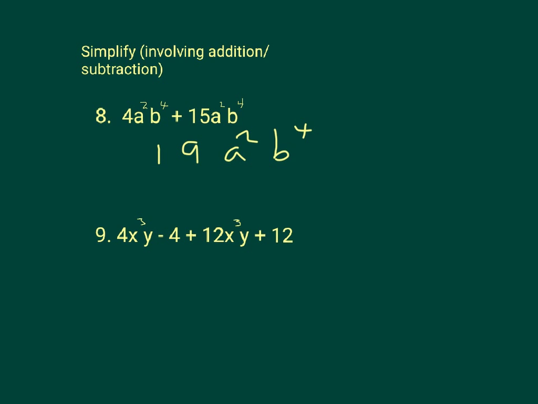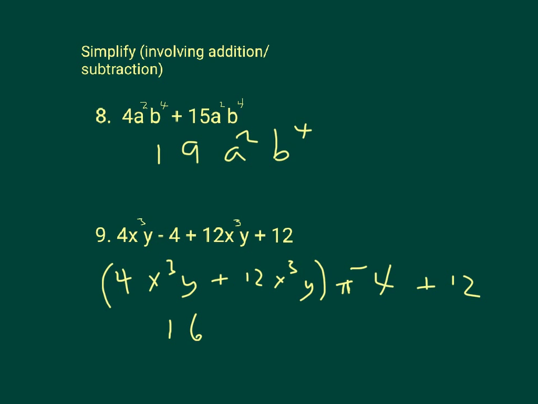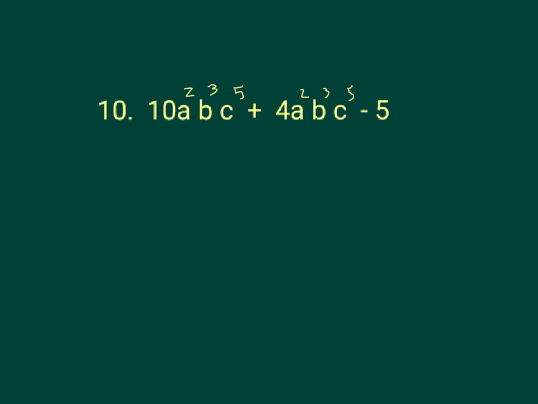I'm going to change the order in this one more conveniently to make it 4x to the 3rd y plus 12x to the 3rd y. Put all the terms that are like each other together. Minus 4, which is the same as add negative 4, plus 12. So we can do these two first. That's 16x to the 3rd y. When you combine 4 negatives and 12 positives, the net is 8 positives. So it simplifies to be 16x to the 3rd y plus 8.